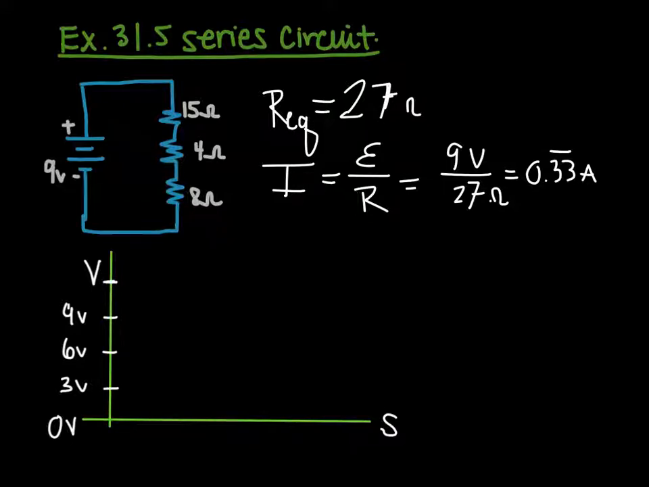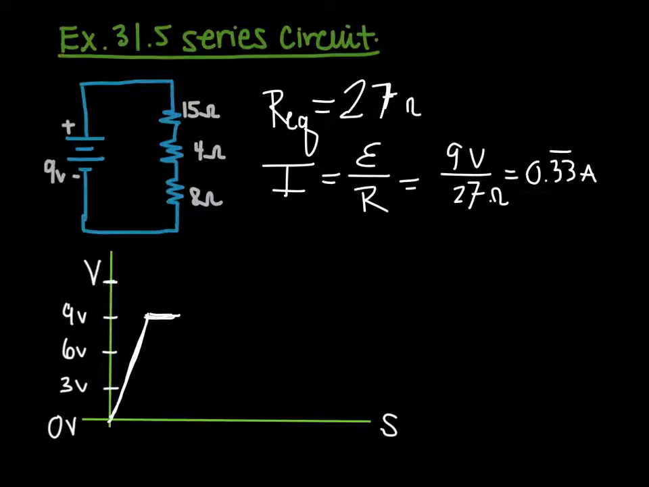Now we're going to take a look at how the voltage changes through this circuit. We know the current now, so we can determine the potential drops through each of the resistors. Let's first start with the 9 volt battery. We're going to go from a potential of 0 to 9 volts, so we're just going to have a change there. And we will have no change in potential as we move to the 15 ohm resistor. As we go through the 15 ohm resistor, our voltage will drop. We need to see how much.